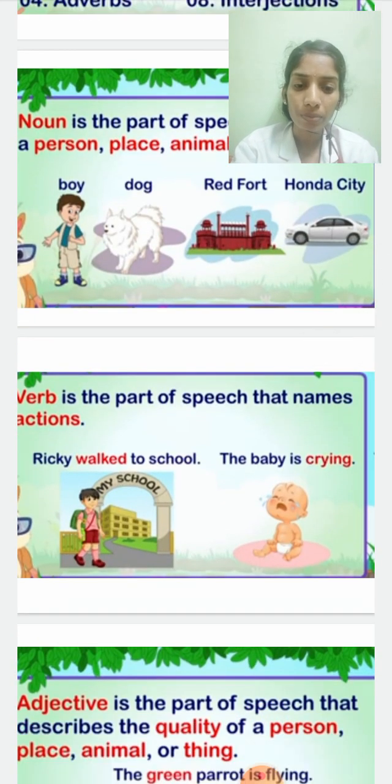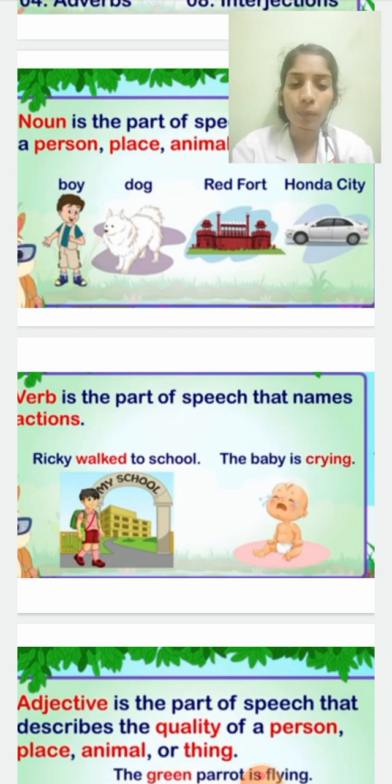A verb is the part of speech that names an action. For example, Ricky walked to school, the baby is crying. Walked is the verb here, an action verb. The baby is crying. Crying is an action verb.